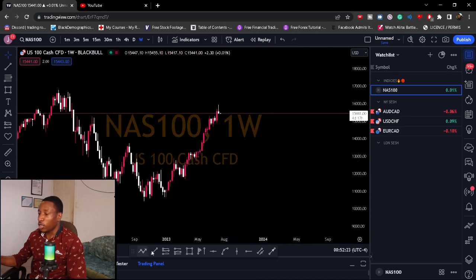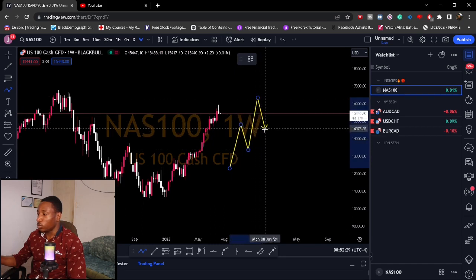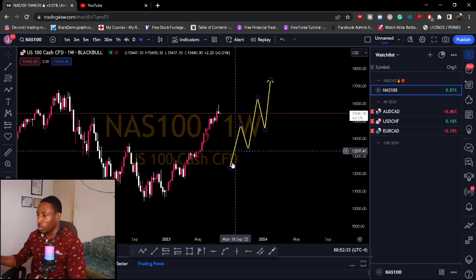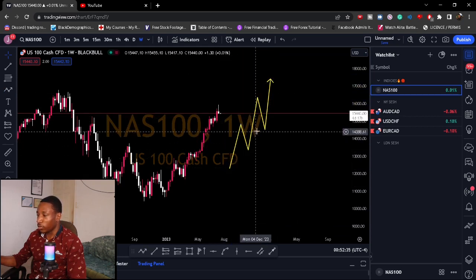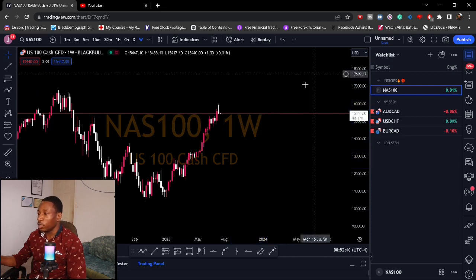Now guys, before I show you anything, I want you to memorize this pattern. This pattern right here is called the uptrend pattern, right? Very simple pattern. Just keep this in mind because you will need this.